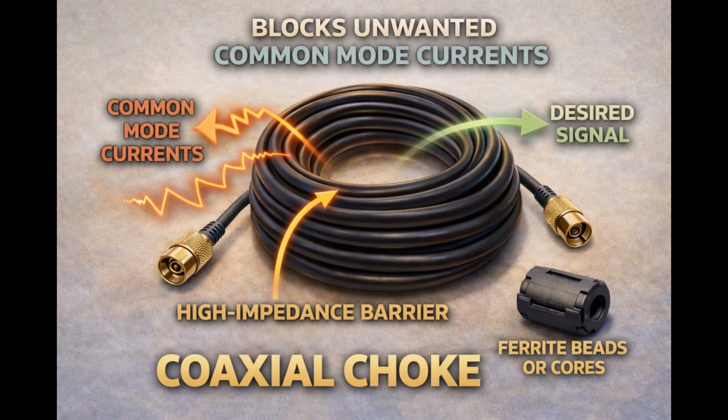A choke, often made by winding coax into a coil or using ferrite beads or cores, acts as a high-impedance barrier to these unwanted currents while allowing the desired signal inside the coax to pass normally. By stopping RF from flowing back toward the shack on the feed line, the choke keeps the feed line from becoming part of the antenna, reduces RF in the shack, stabilizes SWR, and helps the antenna system radiate more efficiently.